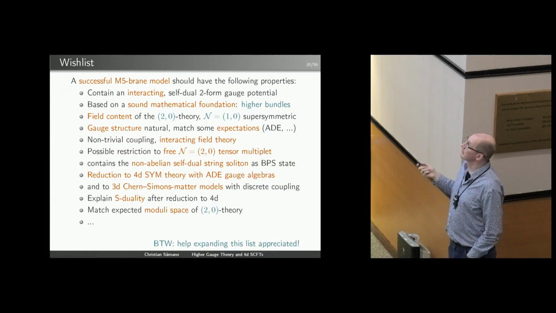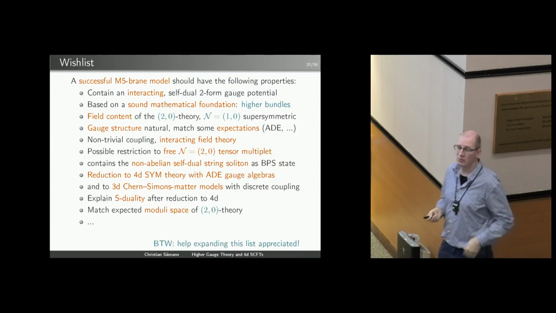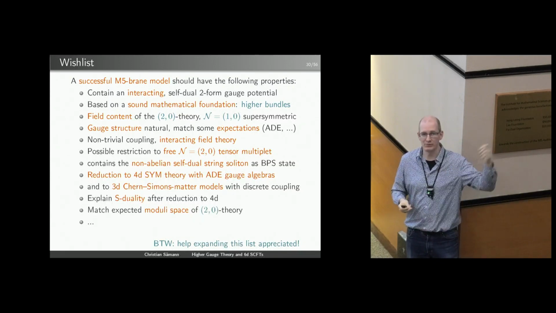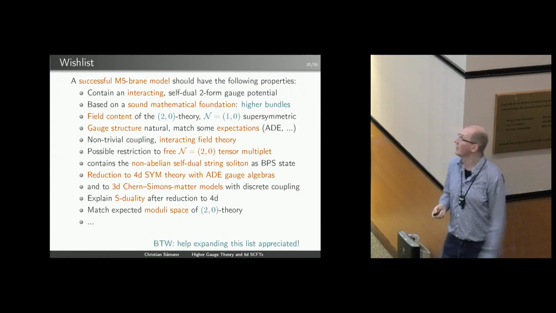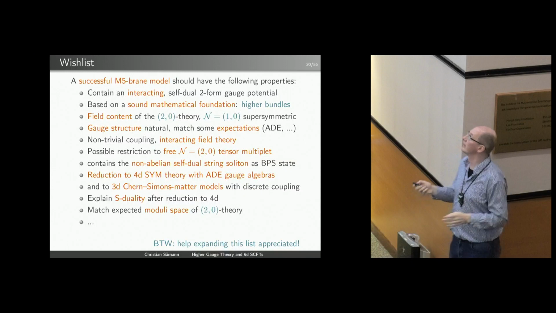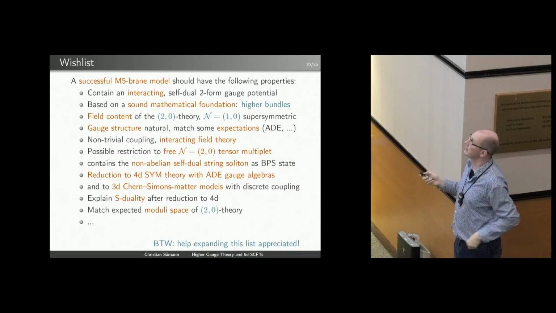So what do we want? A successful M5 brane model should have the following properties. We want an interacting self-dual 2-form gauge potential. It should be based on sound mathematical foundations. That means we want to be able to put it on arbitrary manifolds, right? We don't want to do a naive construction by hand where we introduce structure constants here and there and see what comes out. We want something that's mathematically consistent from the outset, right? And we have higher bundles, so let's use them. Field content of the (2,0) theory should be in there.